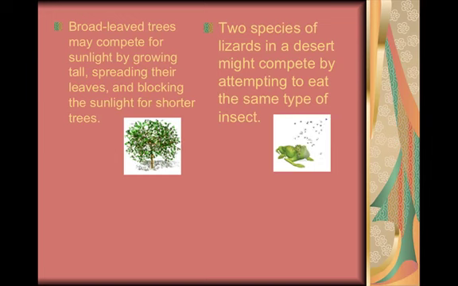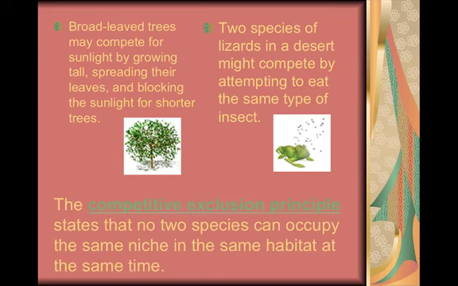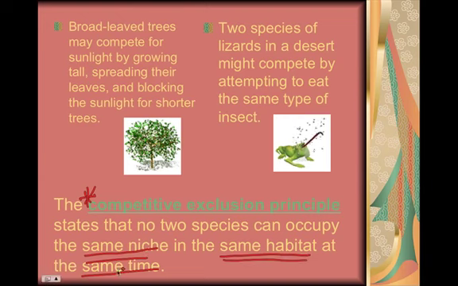So here's our famous rule of thumb. The competitive exclusion principle, very important to remember this. This will come up again and again when we talk about ecology. It states that no two species can occupy the same niche in the same habitat at the same time. Once again, no two species can occupy the same niche in the same habitat at the same time.